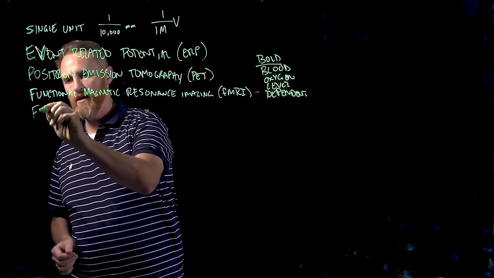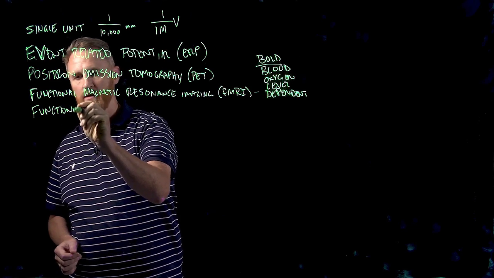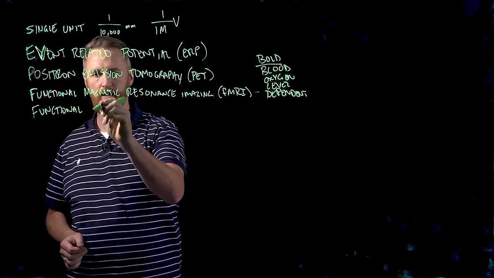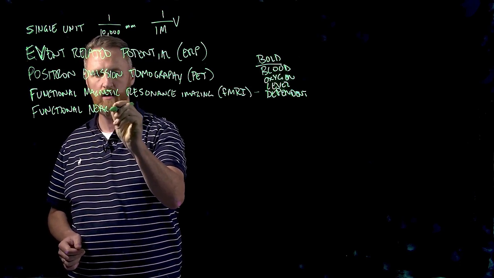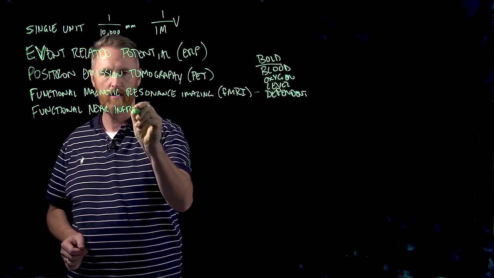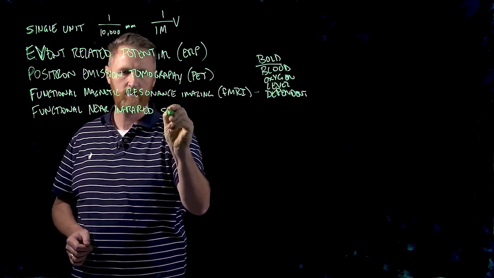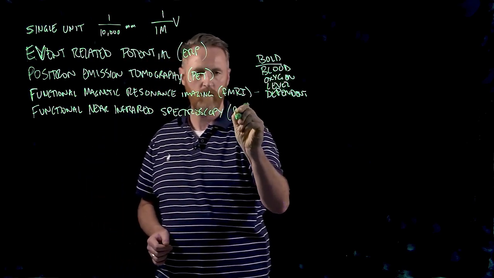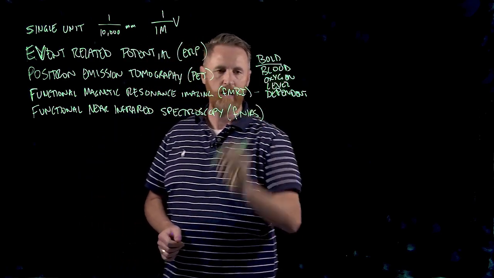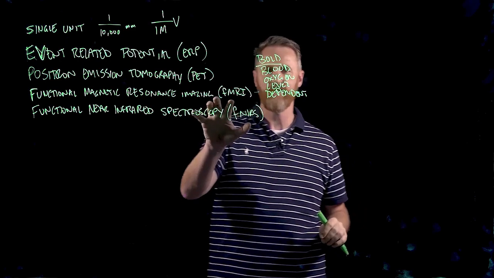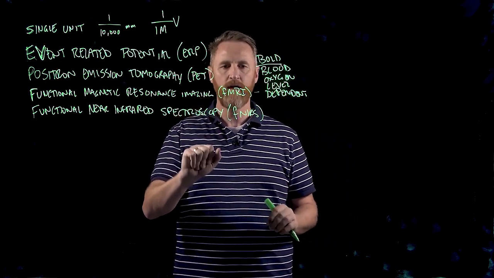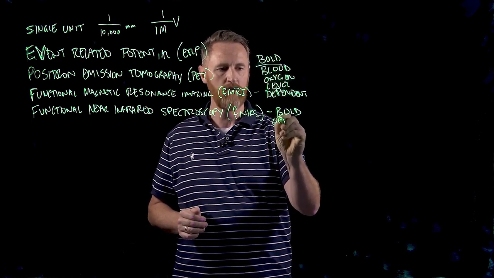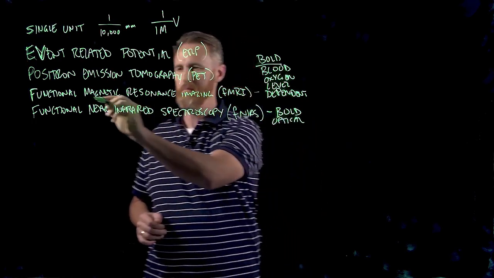There's another one, functional near infrared spectroscopy, or fNIRS. And this works very much the same as the fMRI signal. However, it's also using a BOLD signal, but it is optical instead of magnetic, right?